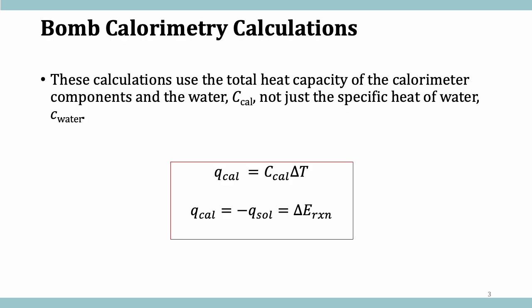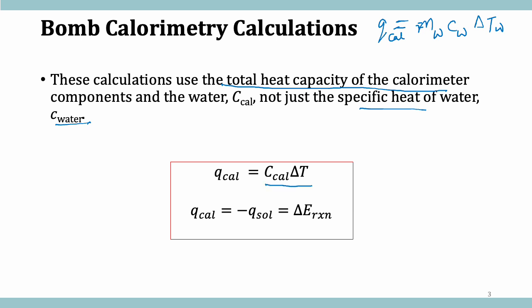The major difference is that we use the total heat capacity of the calorimeter instead of the specific heat capacity of water. Previously, in constant pressure calorimetry, we used Q is equal to Q calorimeter is equal to mass of calorimeter, which was water, times C of water, times delta T of water, because everything was water. In the bomb calorimeter, we use a combined heat capacity for different components of the calorimeter. So here Q calorimeter is equal to C calorimeter times delta T.